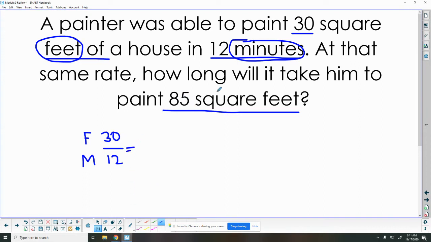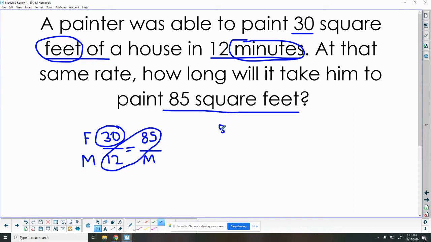Okay, so since it says 85 square feet, feet are on the top. So I want to put 85 here on the top. And then I'm looking for how long. I'm looking for the minutes to paint 85 square feet. So we're going to find our crisscross here and multiply. And then we're going to divide by 30. So pause the video and try that out. I promise you practicing these is going to help you. So don't just watch me do it. Make sure you're doing it too.